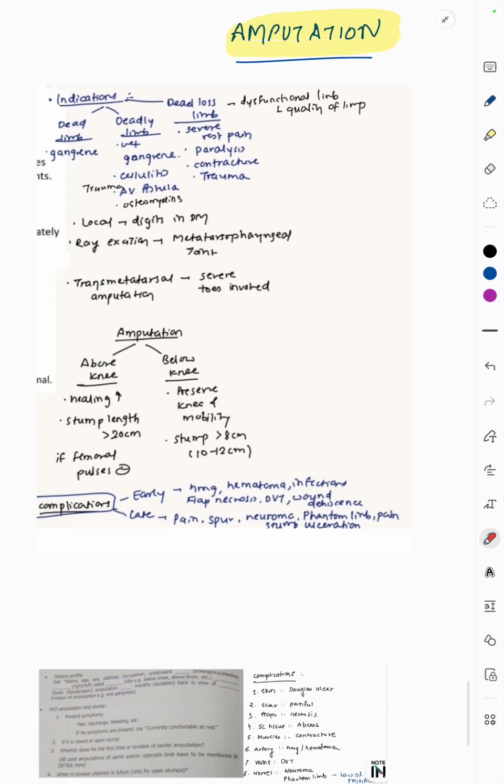Then local amputation that includes the digits is done in diabetes mellitus. Ray excision is for the metatarsophalangeal joint, and transmetatarsal amputation is done in case several toes are involved. The amputation is either above knee amputation or below knee amputation. Above knee amputation has greater healing, and the stump length that should be taken is at least 20 centimeters, and this should be done if the femoral pulses are absent. Below knee amputation however provides better knee mobility, and the stump should be at least 8 centimeters, ideally 10 to 12 centimeters. Complications are early and late.